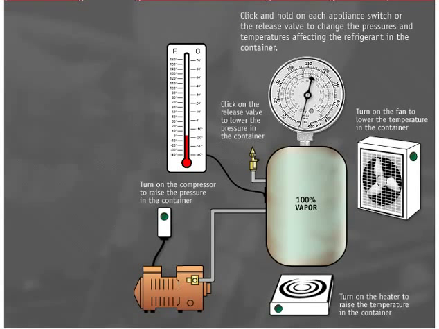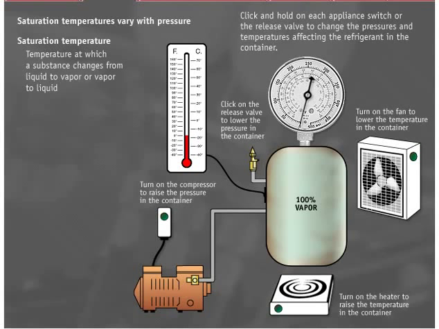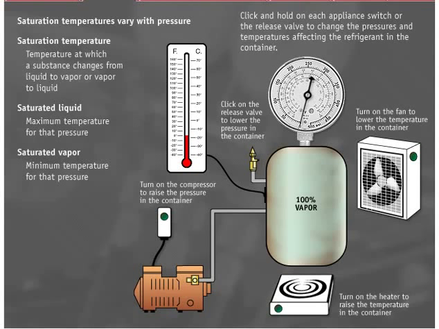Saturation is usually defined as a temperature, although saturation temperatures vary depending on the pressure that the refrigerant is under. The saturation temperature is the temperature at which a substance changes from liquid to vapor or vapor to liquid. Liquid at saturation temperature is called saturated liquid and is at its maximum temperature for that pressure. Vapor at saturation temperature is called saturated vapor and is at its minimum temperature for that pressure. However, both liquid and vapor are at the same temperature for a given pressure when saturation occurs.